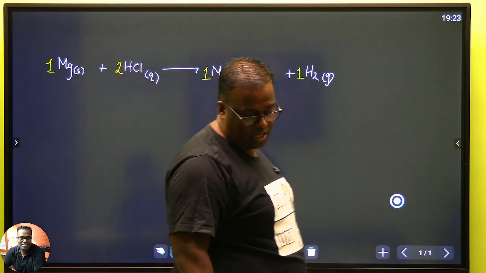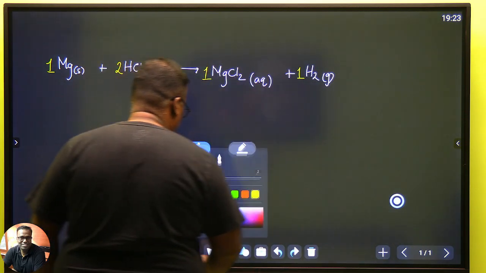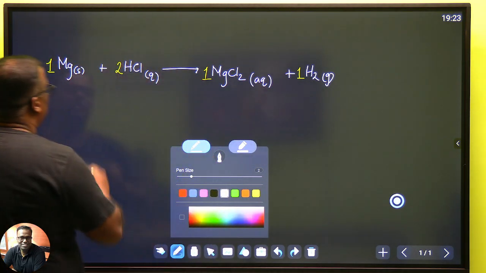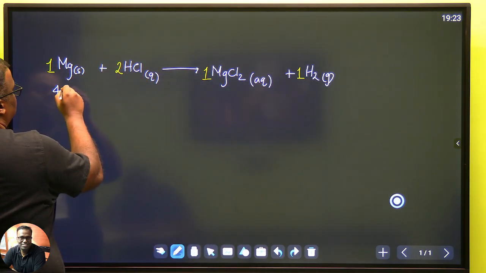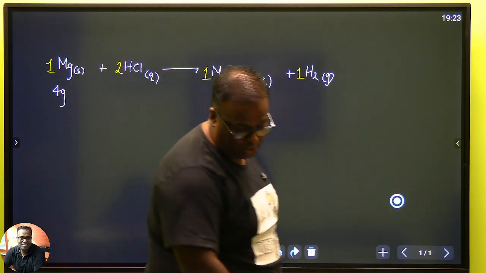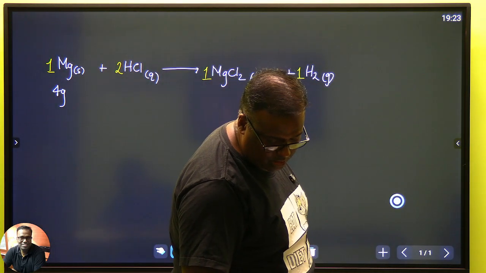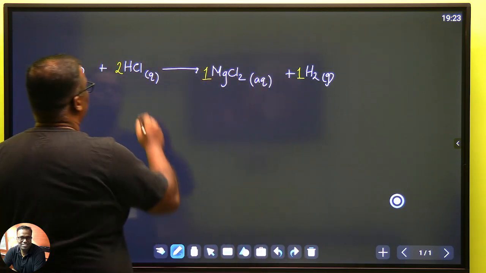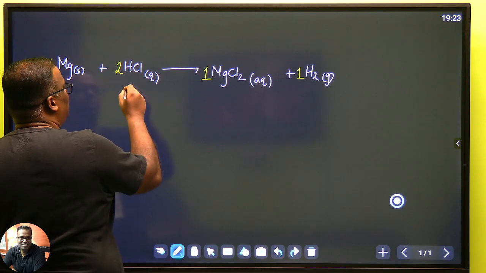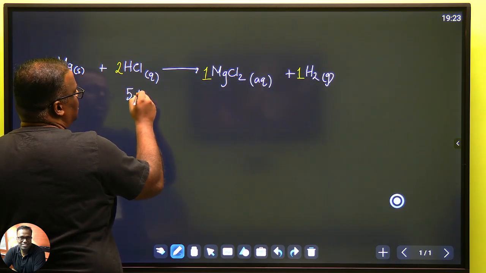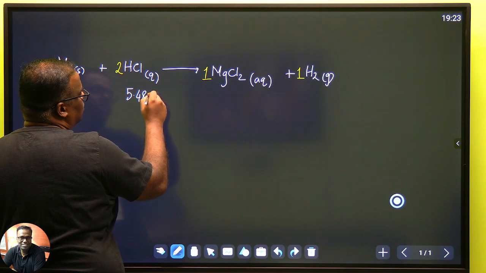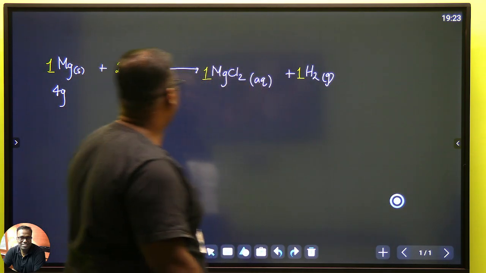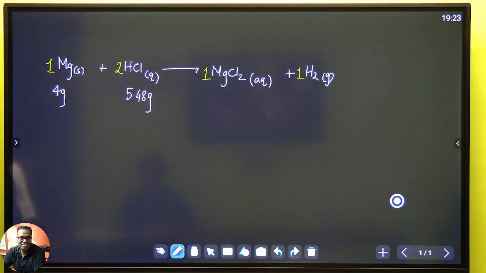The question says 4 grams of magnesium. So let me write here: magnesium is 4 grams. 4 grams of magnesium is reacted with hydrochloric acid that contains 5.48 grams of acid. Actually this acid is dilute, it's in water, so the acid content is 5.48 grams. They have given you the reaction also, and now they are asking who is the limiting reactant.